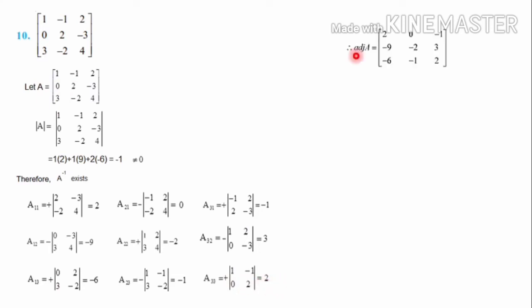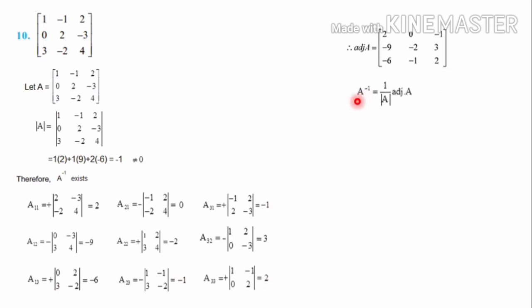We have to write now the adjoint of A. Adj A is equal to, we know the formula, that is column wise if you tell A11, A12, A13, A21, A22, A23, A31, A32, A33. So if you need to write the formula you write, or else simply substitute, that's all. 2, minus 9, minus 6, 0, minus 2, minus 1, minus 1, 3, 2, that is written here.